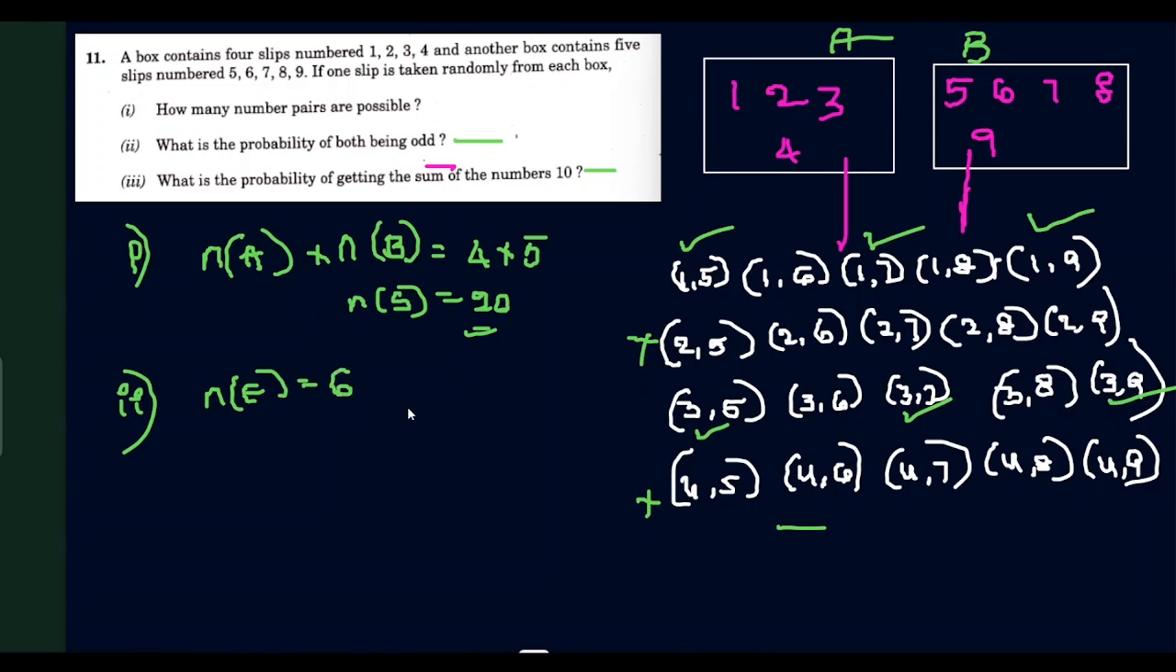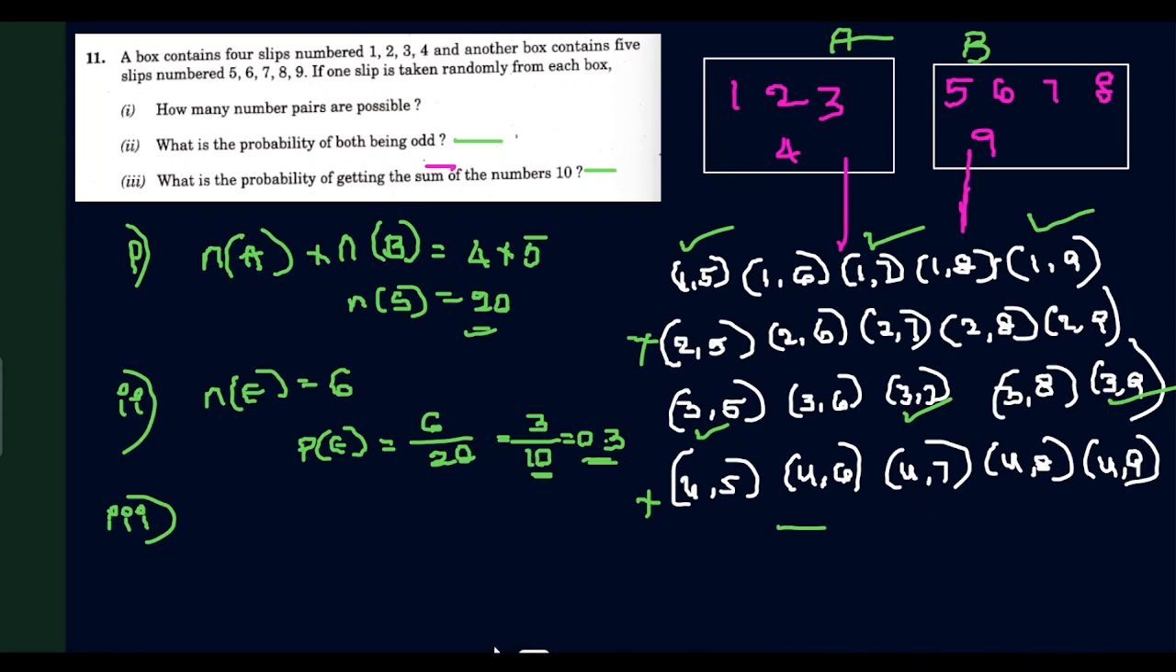So n of E is 6. So P of E is nothing but n of E by n of S, right? That's nothing but 6 by 20, that is 3 by 10. So this is the probability, or you can say 0.3. Got it? And the third one, what is the probability of getting the sum of the numbers as 10?